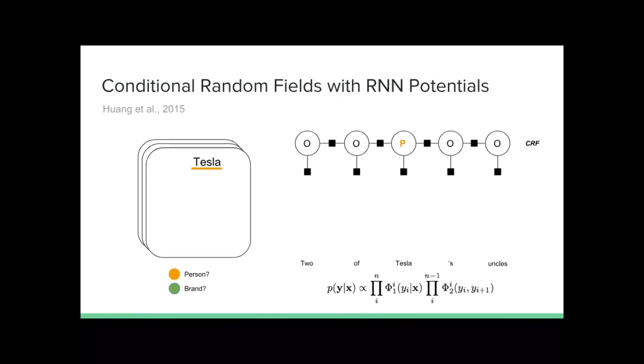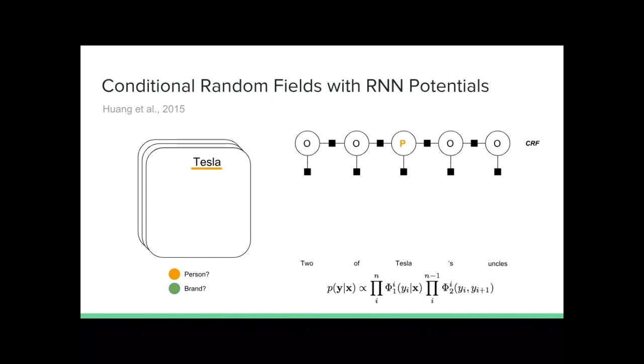And then you have the so-called pairwise potentials that look at pairs of labels and see how compatible they are. For example, if you had a P directly following an L, like a person directly following a location, that's usually not so common. And the pairwise potentials capture this. So in a way, that's a simple conditional Markov random field. And that's essentially standard linear chain CRFs.